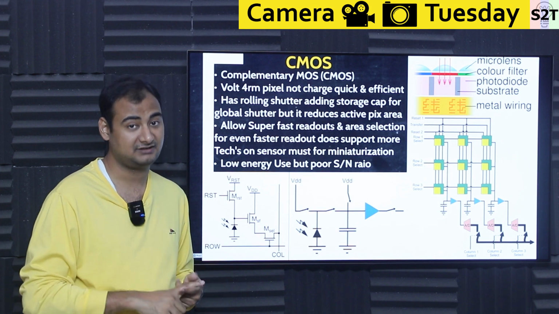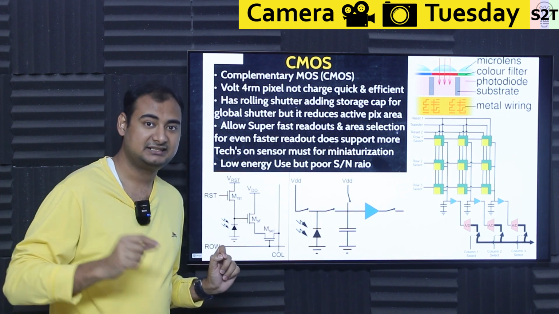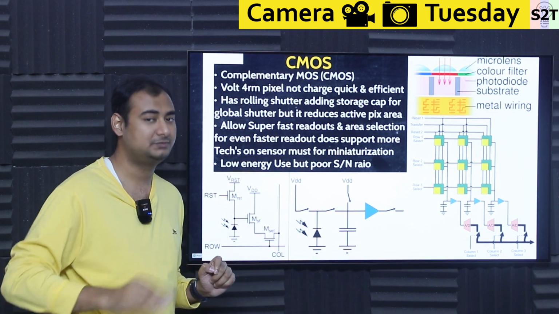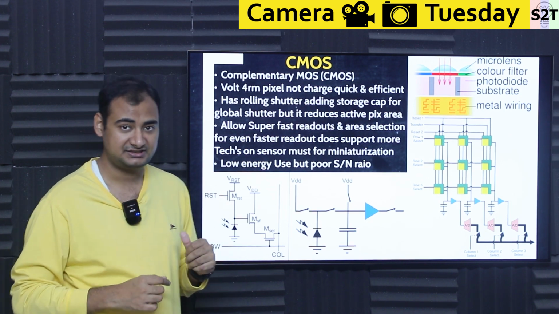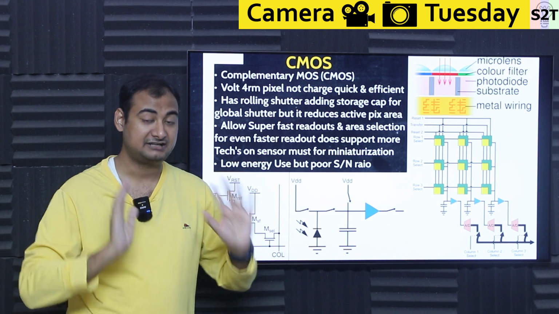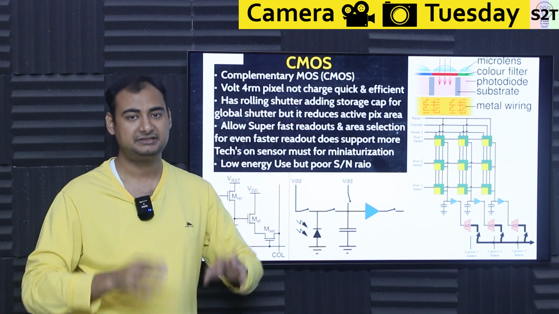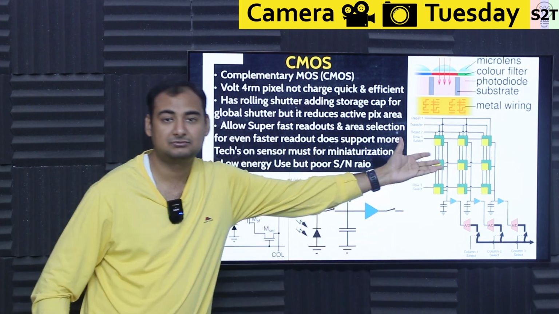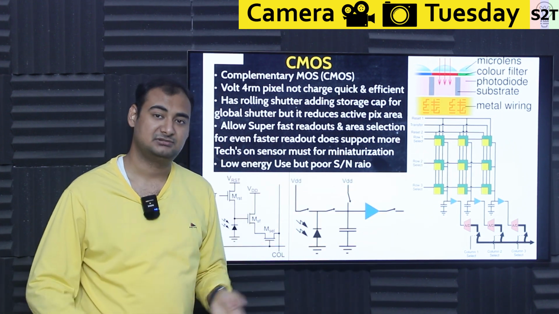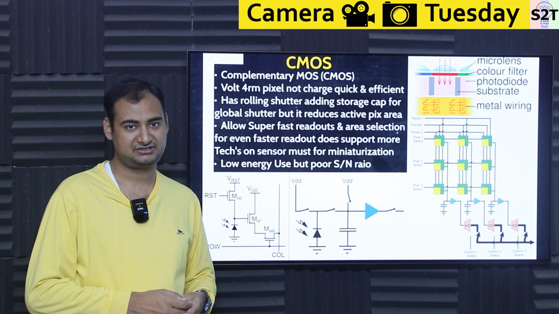So it does allow super fast readout. Because of this structure, the fact that it's creating voltage on a pixel level, it's super easy to read out. And it also allows area selection, meaning whenever you're talking about CCD, you have to read the whole sensor in one go. It's like read, read, read. Here it's like, what if we don't read the whole thing, only focus on, let's say, the core part. And this is desirable. That's how you have what we call electronic image stabilization.